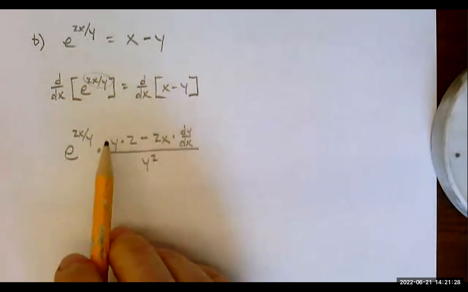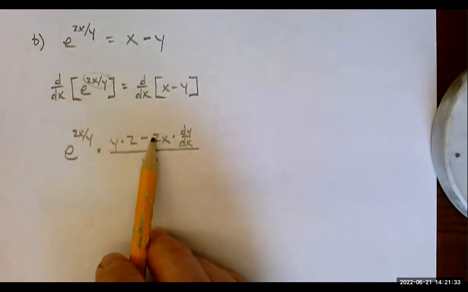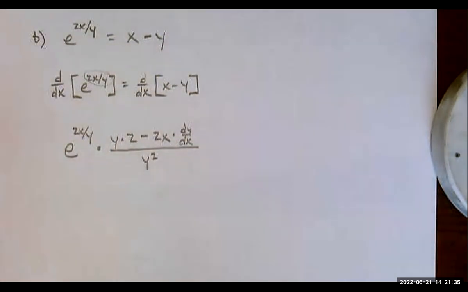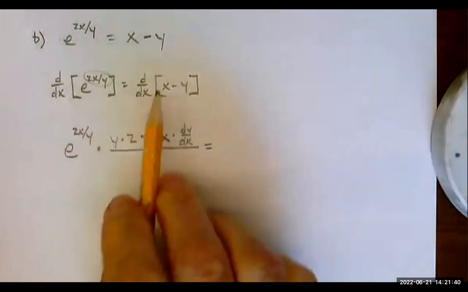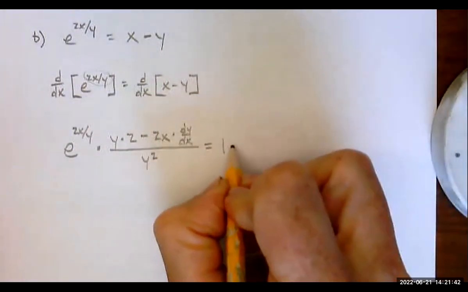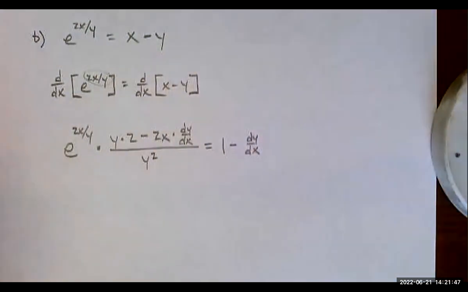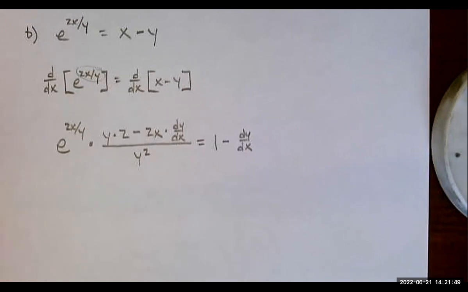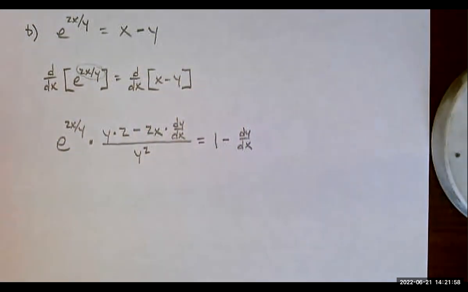Just go one little piece at a time. Don't rush, and look back. I kept checking it. Equals, on the right, derivative of x is 1 minus the derivative of y, dy over dx. Well, this is a mess. Again, I see 2 dy over dx's, and we've got to solve for that.